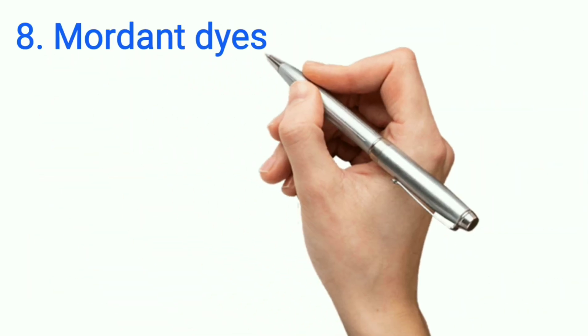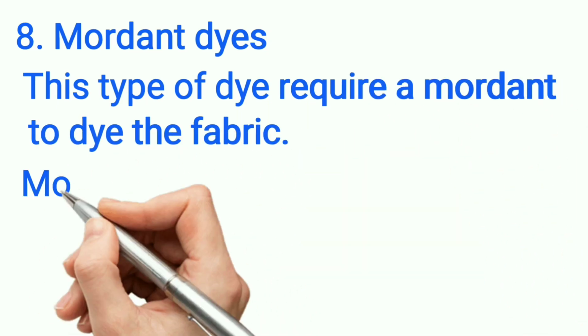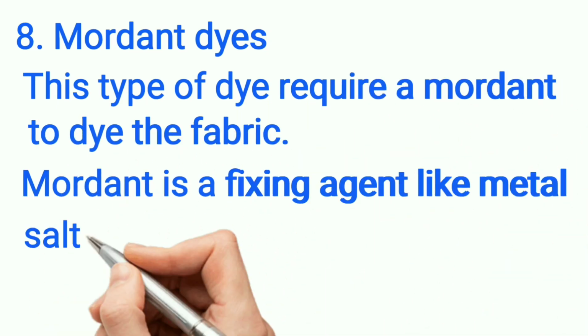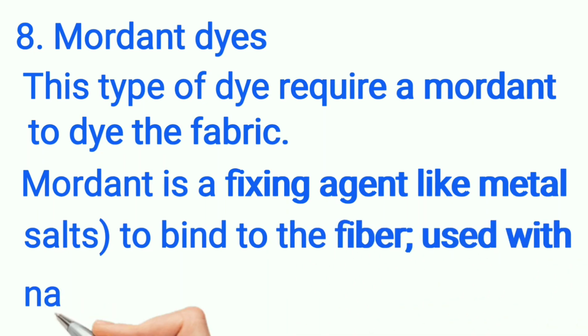Eight, mordant dyes. This type of dye requires a mordant to dye the fabric. A mordant is a fixing agent like metal salts to bind the dye to the fiber, used with the natural fibers.